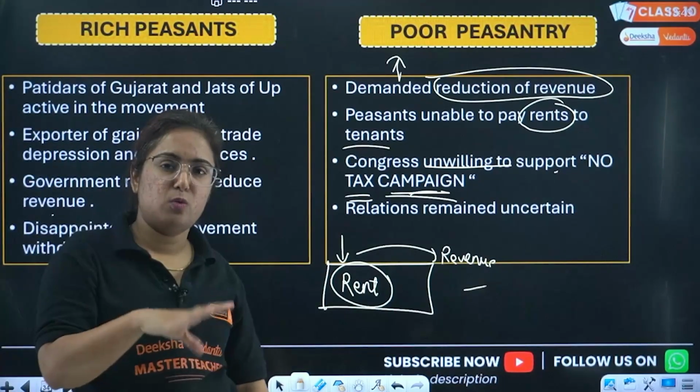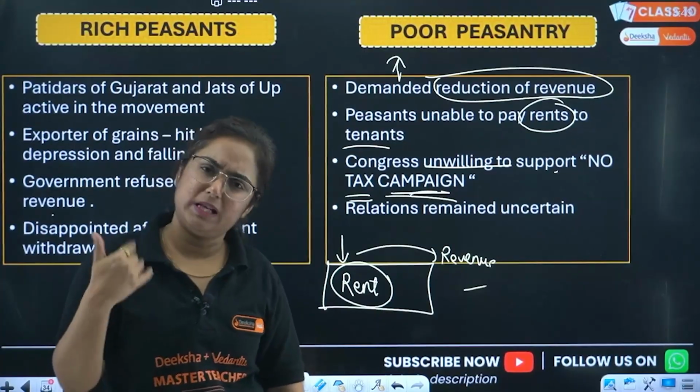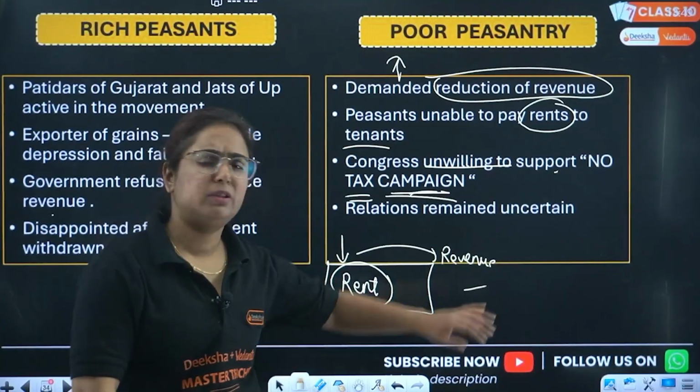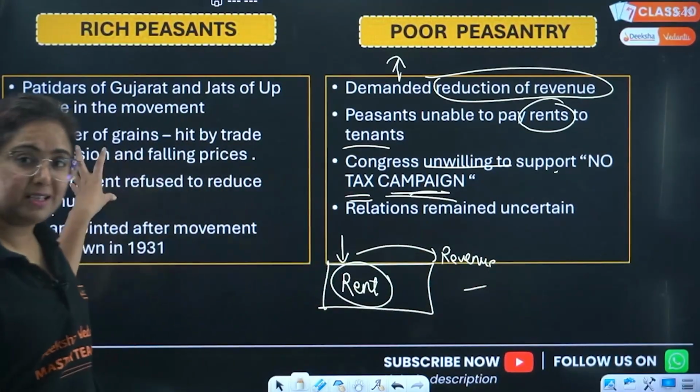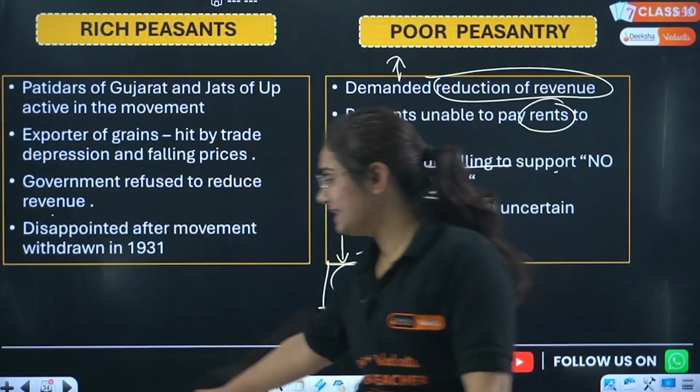Some of them, we can consider them as middle class peasantry group, participated. Some of them did not participate. Rich peasants participated. Poor peasants, the situation remains uncertain.